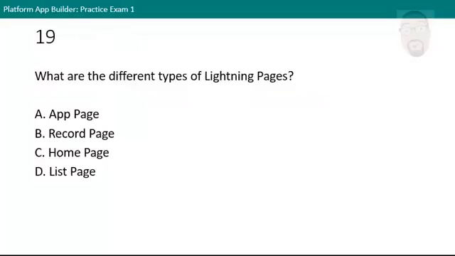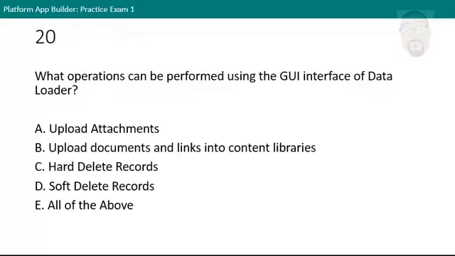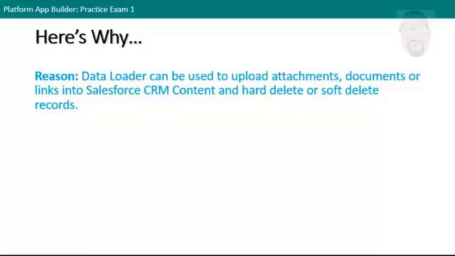What are the different types of Lightning pages? App page, record page, and home page. Different types of Lightning pages can be created with the Lightning App Builder, including app, home, and record pages. What operations can be performed using the GUI interface of Data Loader? All of the above. Data Loader can be used to upload attachments, documents, or links into Salesforce CRM content and hard delete or soft delete records.